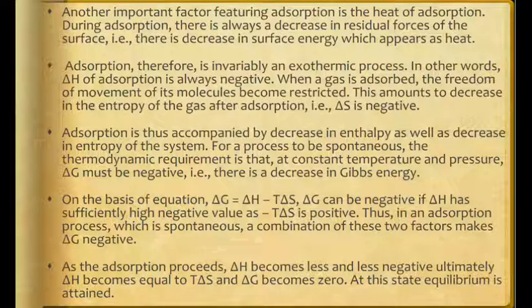Now what happens as the adsorption proceeds? Delta H becomes less and less negative. Hence, a stage will appear when delta H becomes equal to T delta S. In this case, delta G becomes 0, which means equilibrium is attained. So when delta G equals 0, equilibrium is achieved. When delta G is negative, the process is spontaneous. When delta G is positive, the process is non-spontaneous.